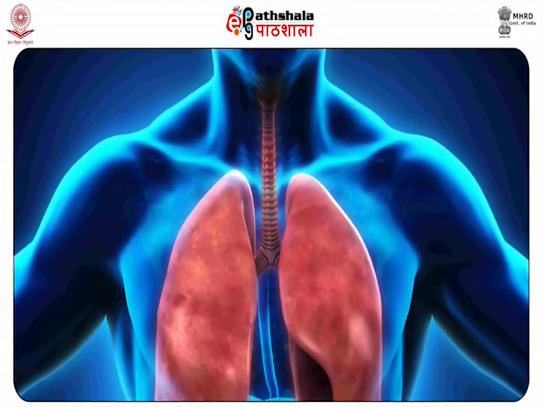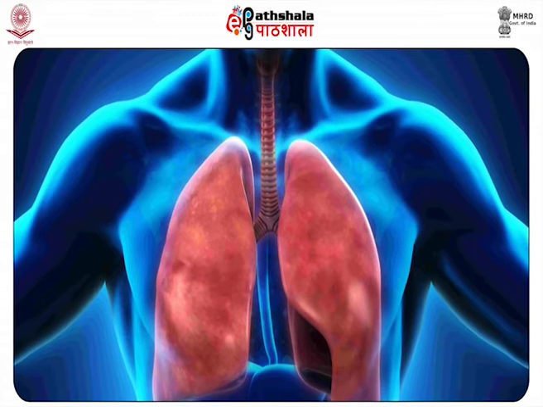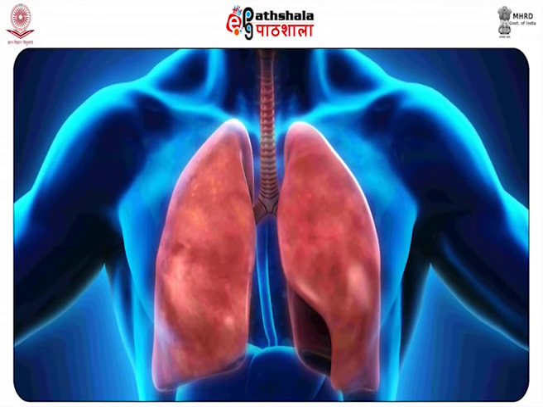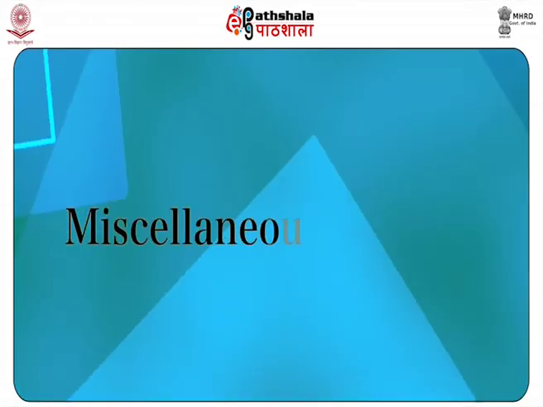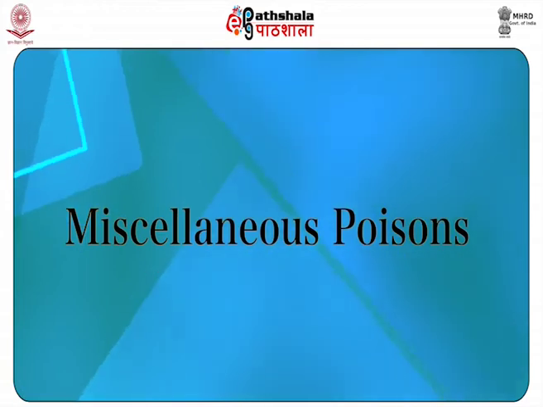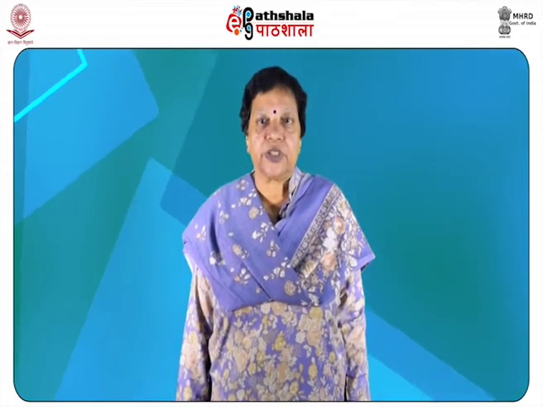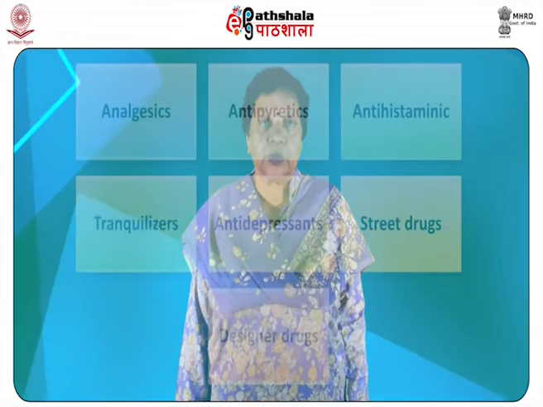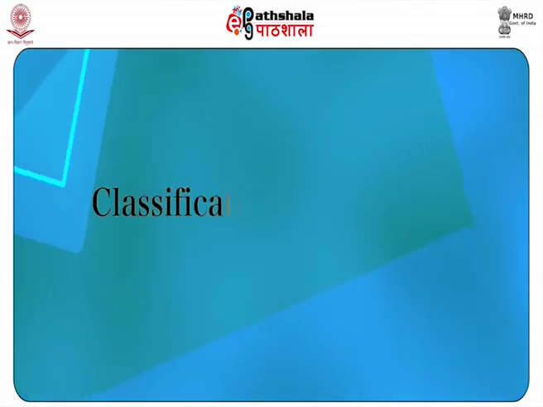These poisons act on the respiratory system and include irrespirable gases such as carbon monoxide, carbon dioxide, sewer gases and some war gases. Miscellaneous poisons. The poisons having different pharmacological actions are put together in this group. It includes analgesics, antipyretics, antihistaminics, tranquilizers, antidepressants, street drugs and designer drugs.